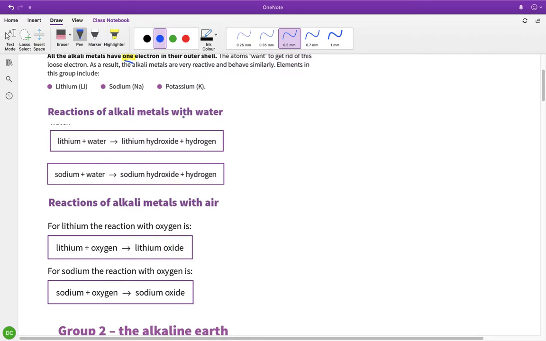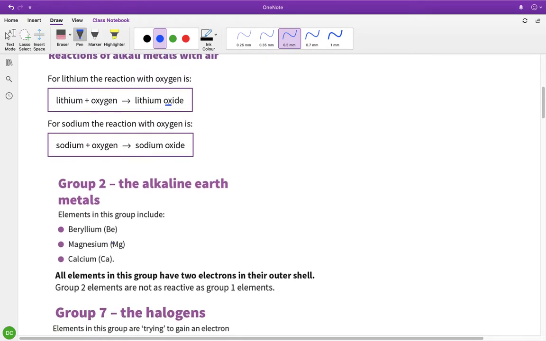Okay, so when it reacts with water, you get a hydroxide. When it reacts with air, you get an oxide. So lithium and oxygen is lithium oxide. Sodium and oxygen is sodium oxide. Okay, so with water, hydroxide. With air, or specifically oxygen, it's oxide. All right, and it kind of makes sense. The hydro part here relating to water, and then the ox part here relating to oxygen.